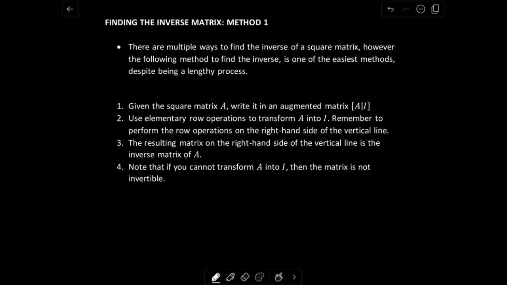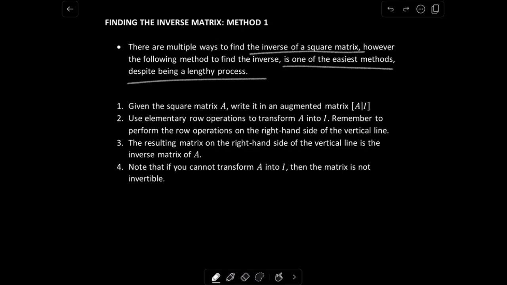Now there are multiple ways to find the inverse of a square matrix. However, the following method, method 1, is one of the easiest to understand, but it is a lengthy process. So you can examine the different methods and check what you want to use. I like using method 1. I'm going to go through the rules, and it's okay if you don't understand them because you're going to understand them when I do an actual example with you on the next screen.